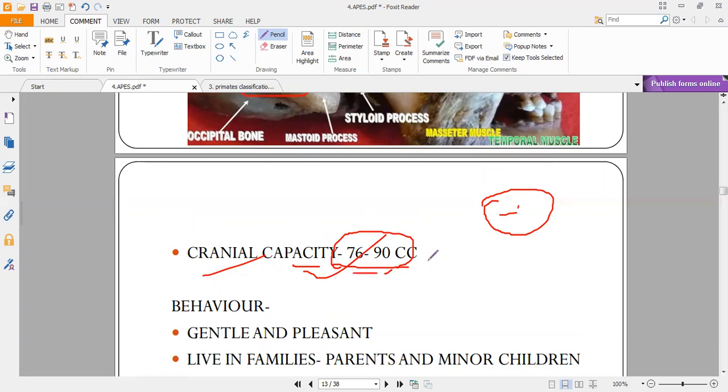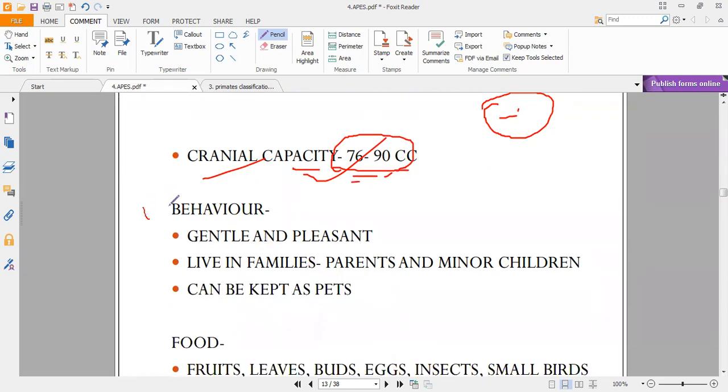The cranial capacity is very small compared to the other apes. The volume for the placement of the brain is very small, 76 to 90 cc only. And if you talk about their social behavior, normally they're very gentle and pleasant. They're not going to disturb you. If you visit them, they are very gentle and pleasant also.